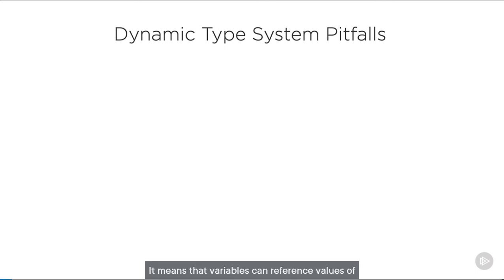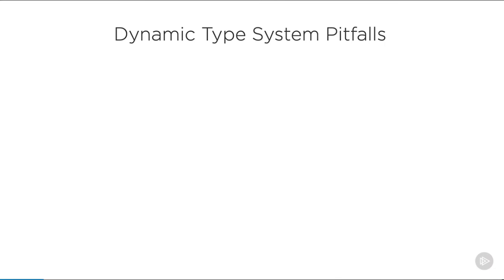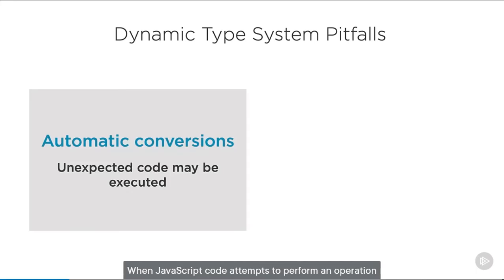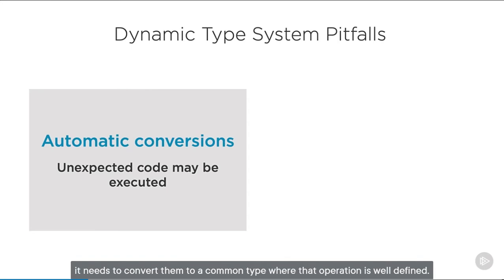JavaScript has a dynamic type system. It means that variables can reference values of different types throughout their lifetime. At one point, a variable may refer to a number, and it may refer to a string later on. The rules that describe how operations are applied to values of different types are quite complex and can lead to security issues. When JavaScript code attempts to perform an operation on two values of different types, it needs to convert them to a common type where that operation is well defined.